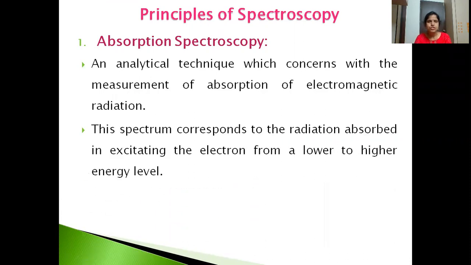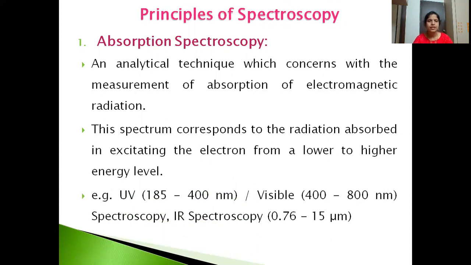So all this absorption spectroscopy involves the excitation of the electron from a lower to a higher level. And for this, that is absorption, we require radiations which are absorbed from the light. For example, we can take UV visible or IR spectroscopy. So in UV visible, 185 to 400 nanometers is UV, and then visible is 400 to 800 nanometers, where that particular wavelength of light is absorbed by the sample, and then the electron will undergo excitation.